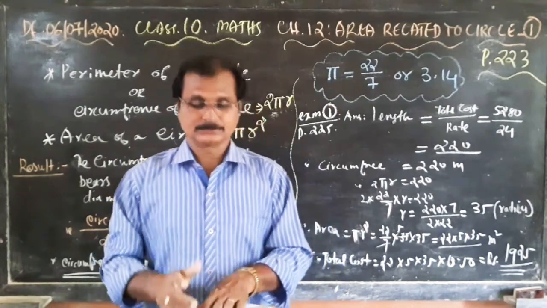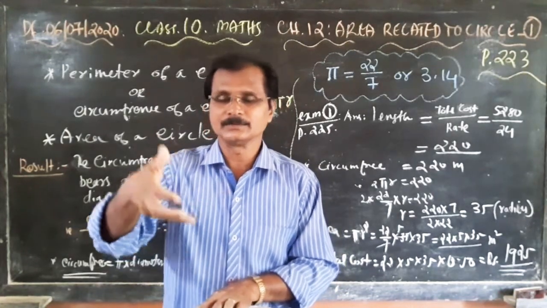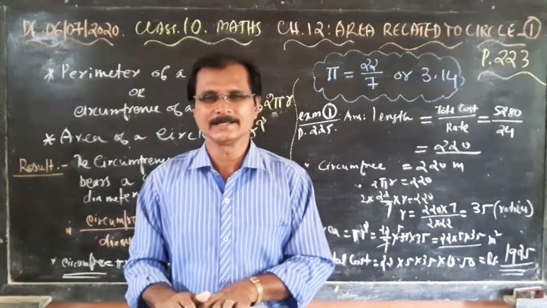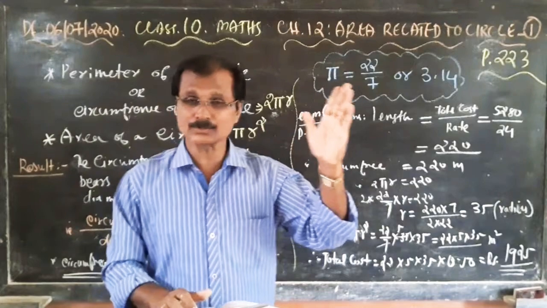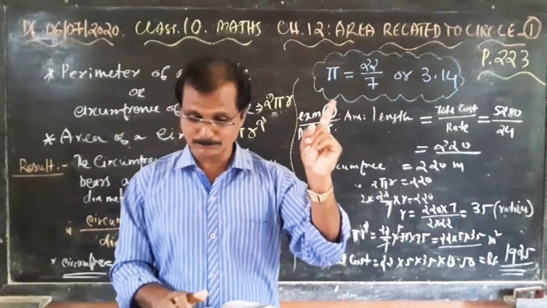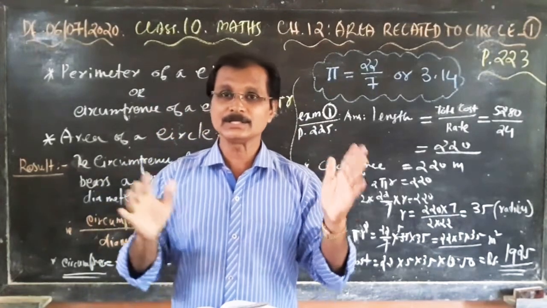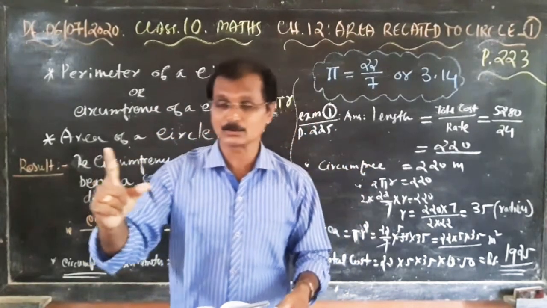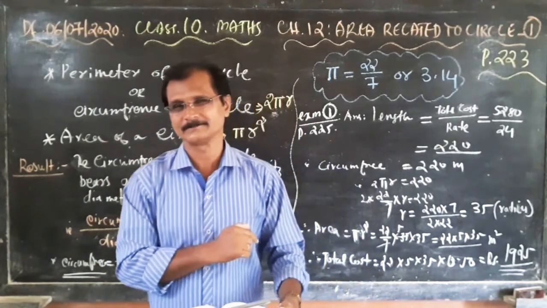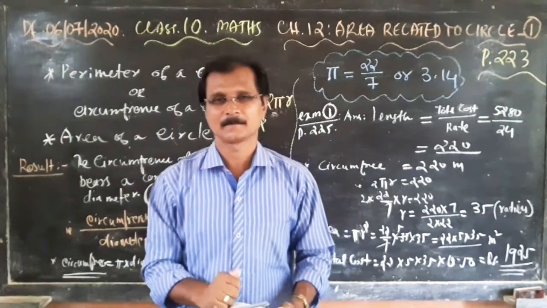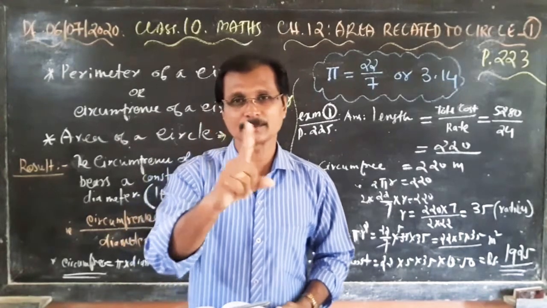So for plowing, we need to find out the area. Now, certain clues are given. The total fencing cost is given, and the cost per meter is given. So from that, we need to find out the circumference, the total length of the circle. An indirect question is given; the circumference is not given directly. The total cost of fencing is given, and the cost per meter is given.